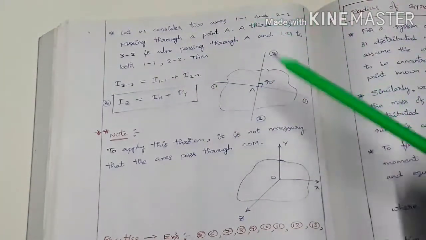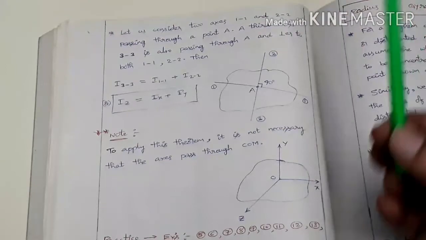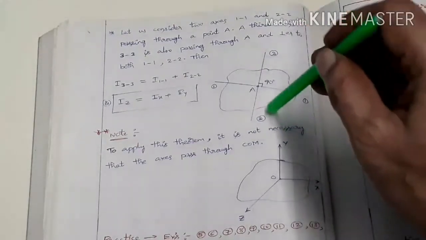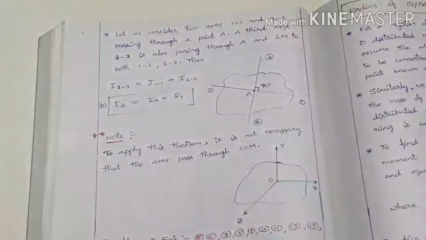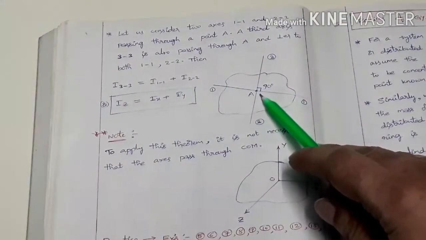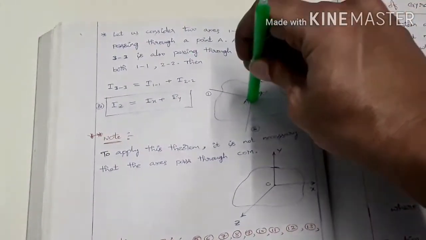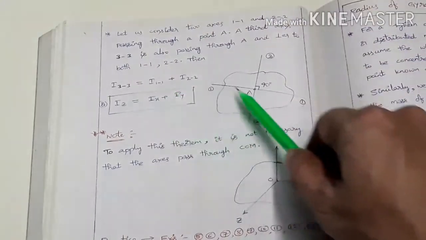So how is it possible? Since these two are lying in the plane, there is one more axis which is passing through the same point and perpendicular to the plane. It is like this here. So in this case, the moment of inertia about this perpendicular axis, I33, equals I11 plus I22.